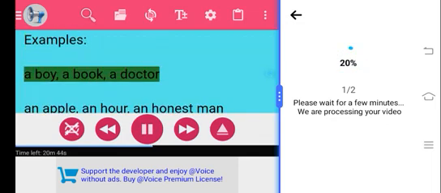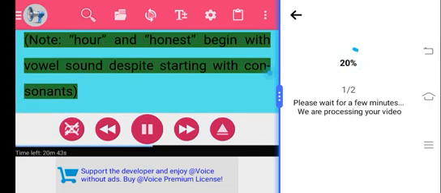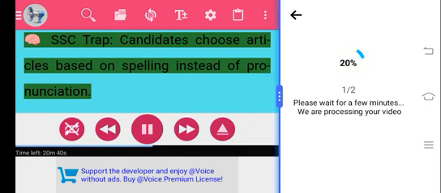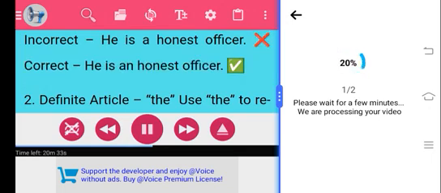Examples: a boy, a book, a doctor. An apple, an hour, an honest man. Note: hour and honest begin with a vowel sound despite starting with consonants. Prime SSC trap: candidates choose articles based on spelling instead of pronunciation. Incorrect: He is a honest officer. Correct: He is an honest officer.